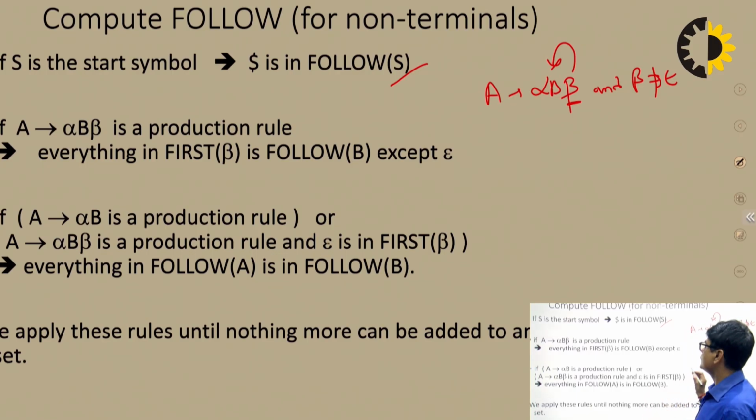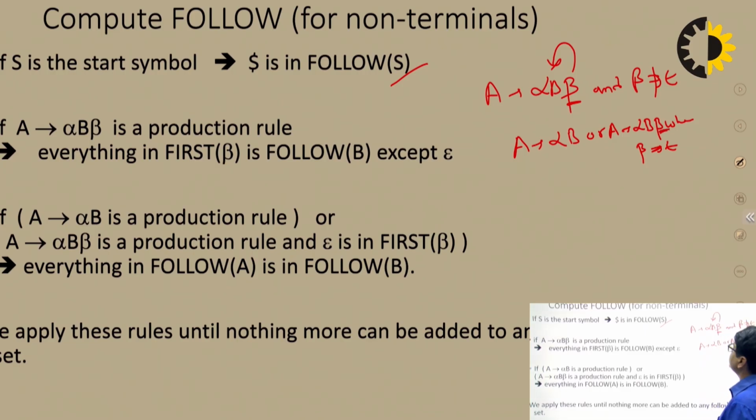The third rule is, if any production is in the form A produces alpha B, or A produces alpha B beta where beta derives epsilon. If beta derives epsilon, then it is equivalent to the first form. What you have to do is, everything in follow of A is directly copied to follow of B. So these three rules are applied for finding follow.